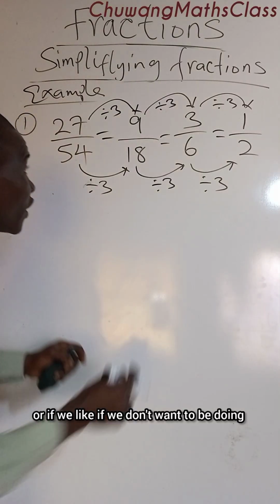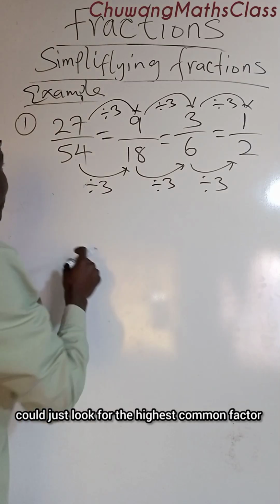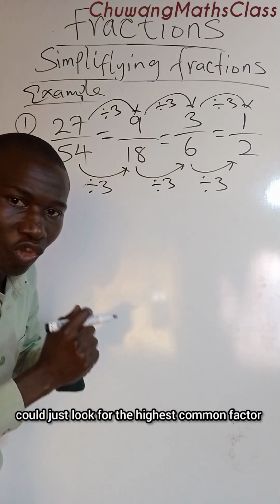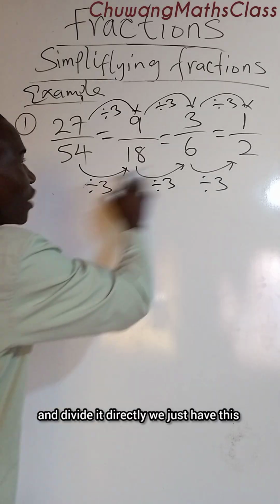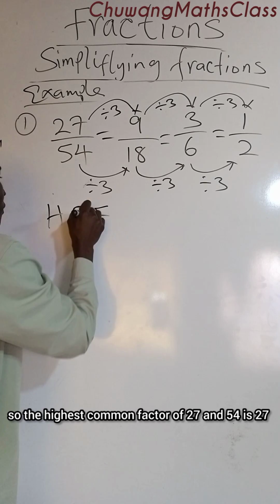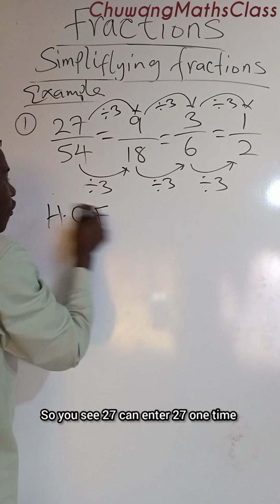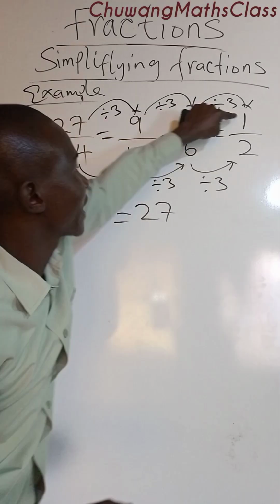Or if we don't want to be doing it repeatedly like this in a series, we could just look for the highest common factor of the numerator and the denominator and divide it directly. So the highest common factor of 27 and 54 is 27. So you see, 27 can enter 27 one time.